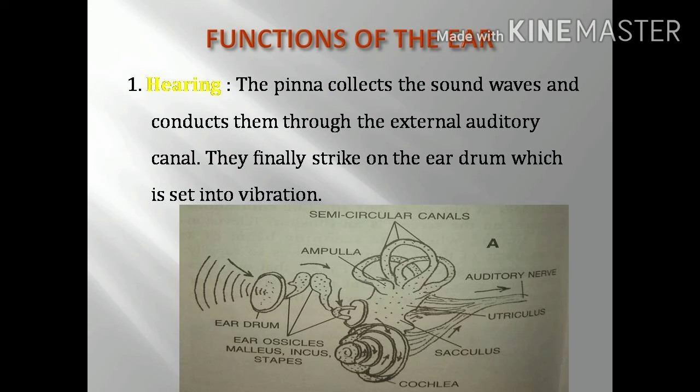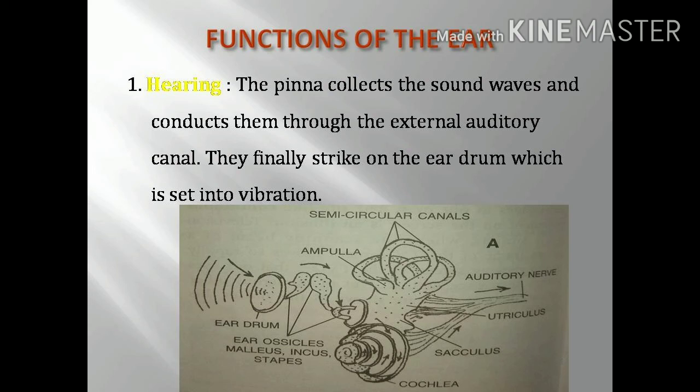Nerve signals are transmitted to the brain through the auditory nerve, and this results in hearing. So here that vibration is converted into a nerve impulse. That nerve impulse goes through the auditory nerve to the brain, and then we can hear the sound. So this is the mechanism of hearing.